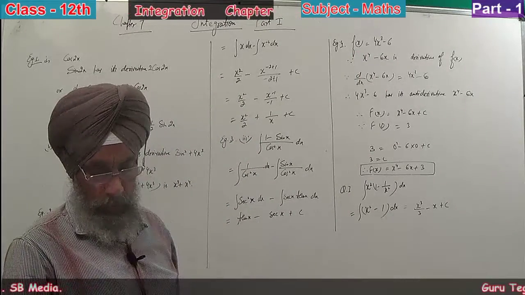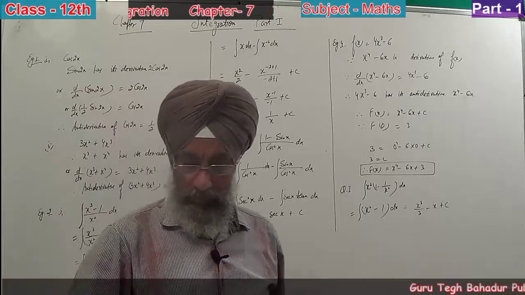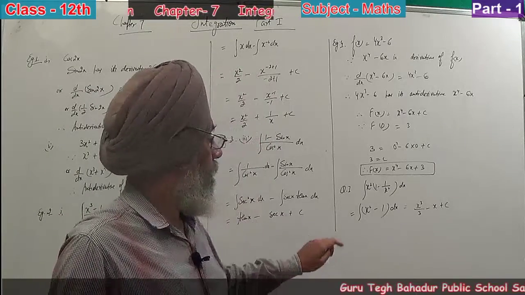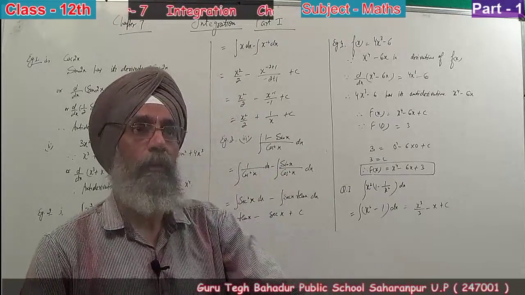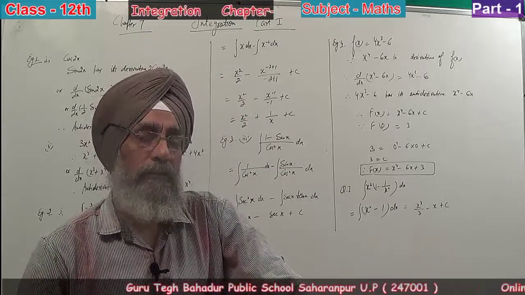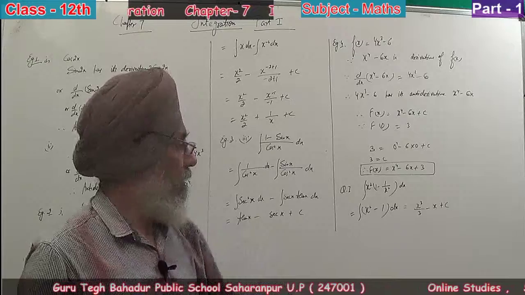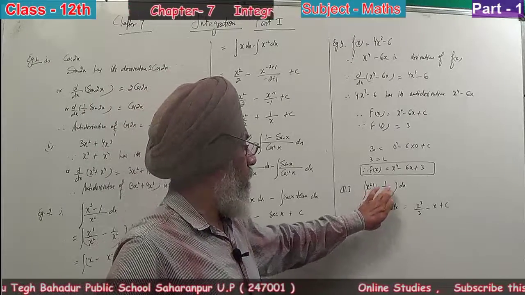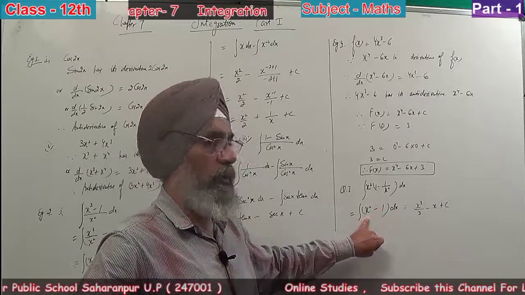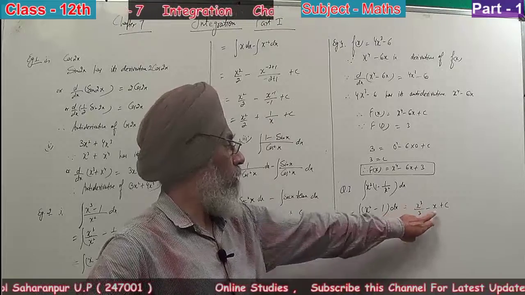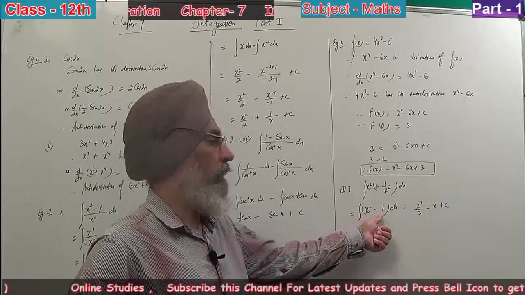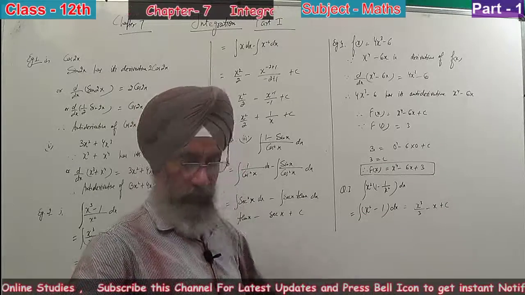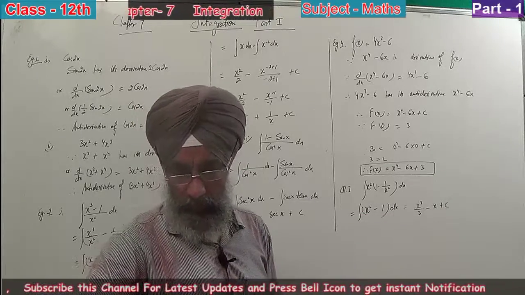If we see question number 7 of exercise 7.1, given x square (1 minus 1 upon x square) dx, we have to find its integration. On solving, we get x square minus 1. So integration of x square is x cube upon 3 minus x plus c, because it becomes x cube upon 3. For 1 it is x only, plus constant of integration.